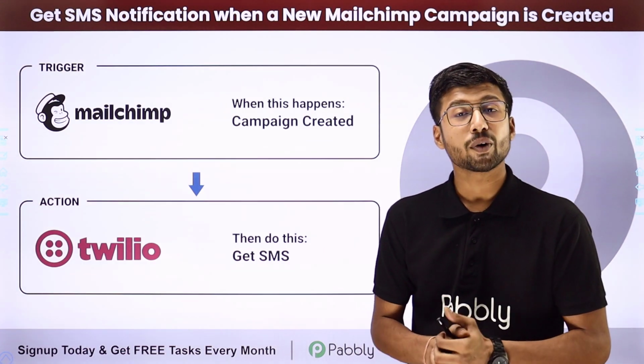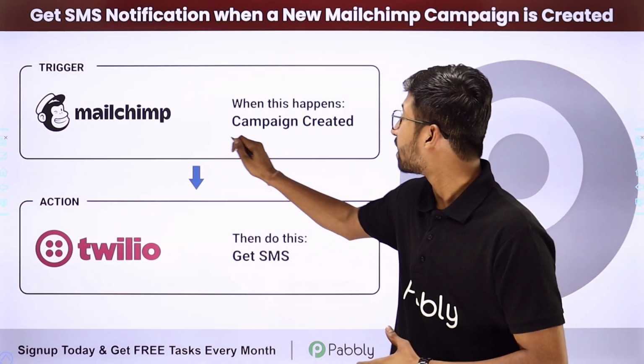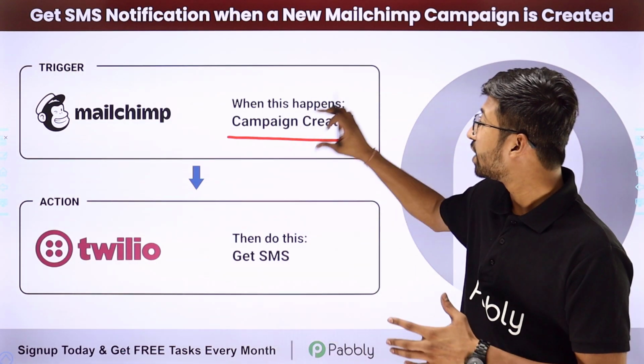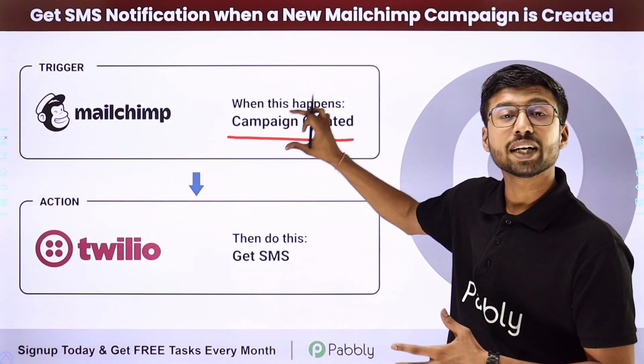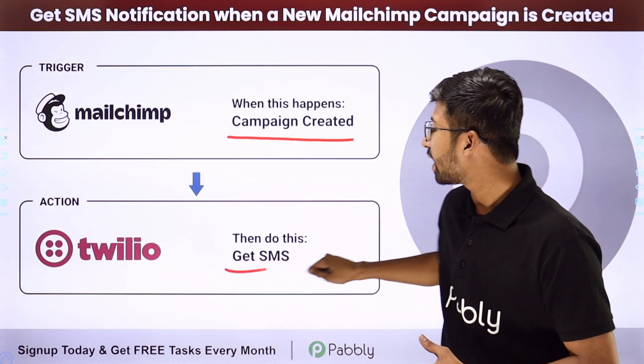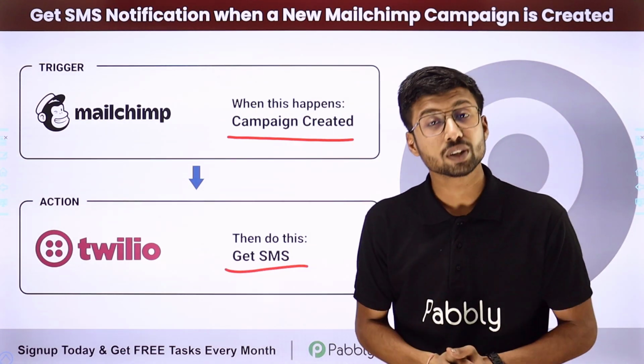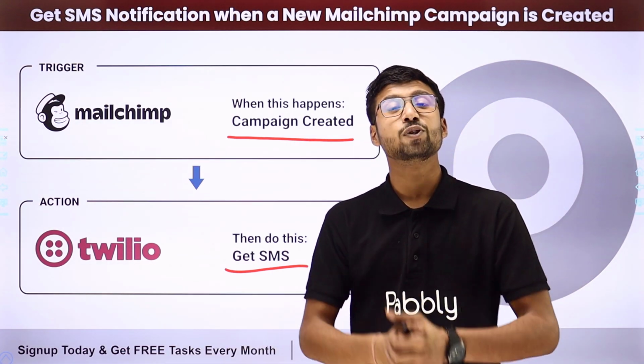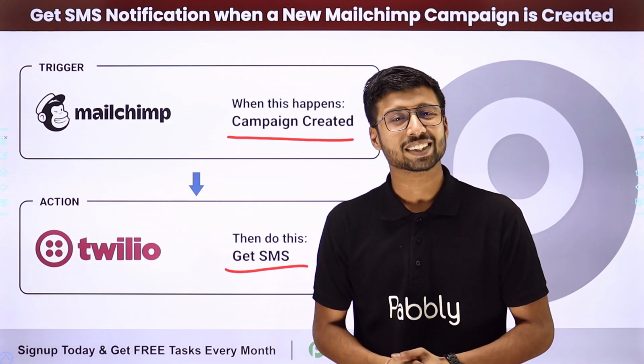So you can automate this process in such a way that whenever a campaign is created using this automation, automatically you will get the subject line or the title of the campaign and the status as an SMS notification from Twilio on your number. Now, if you want to know how you can set up this automation, you just have to come with me to my screen.